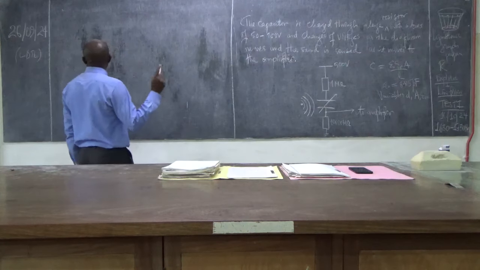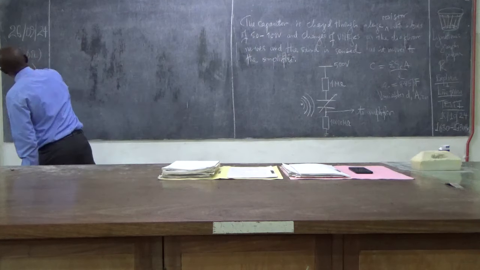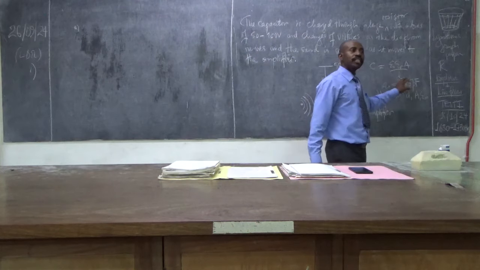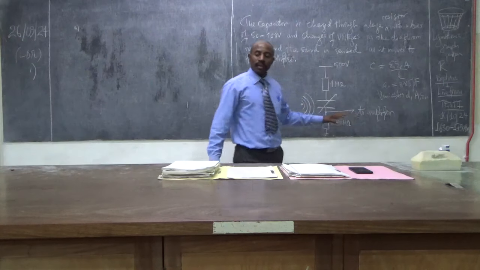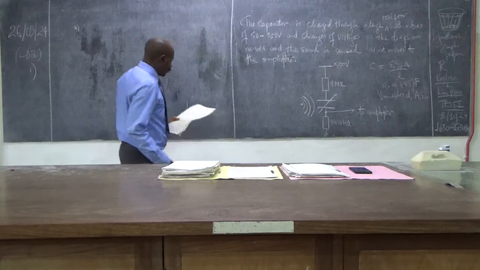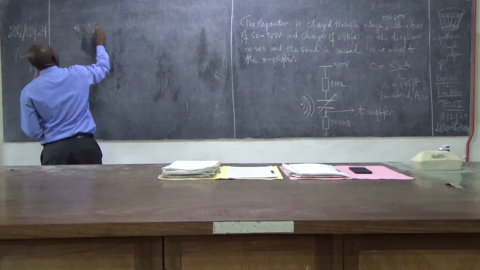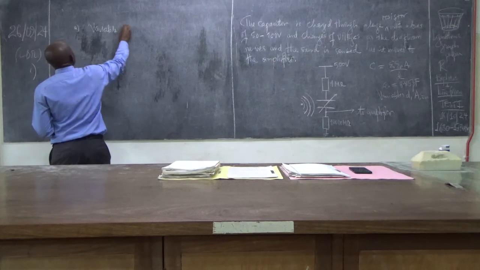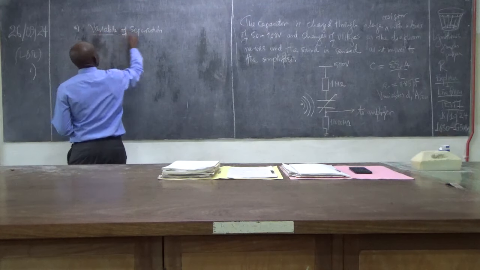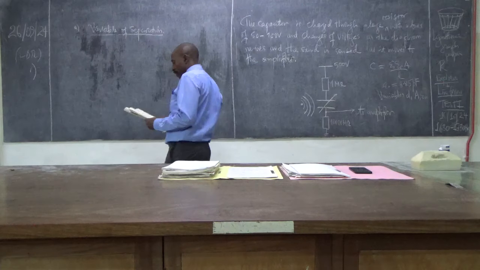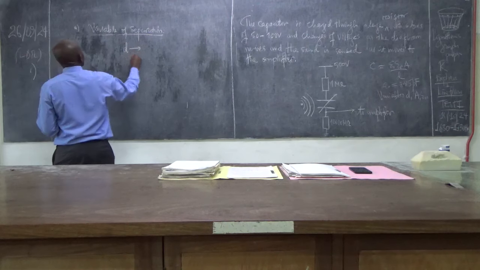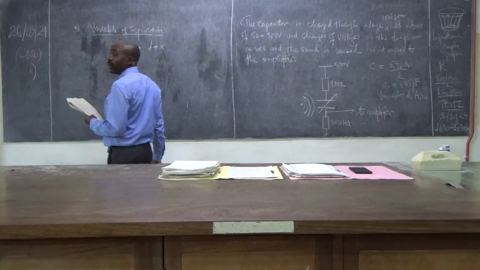So that was one, if I remember. We can look at these variables and see how we can change them, how we can make them enhance our sensor. So we start with the variable of separation. The variable of separation, we can have D changing to D plus X.